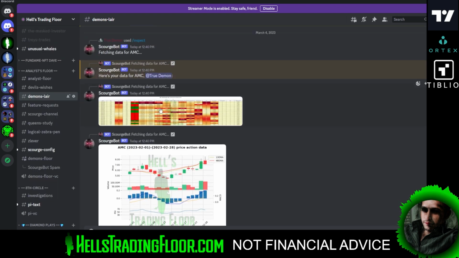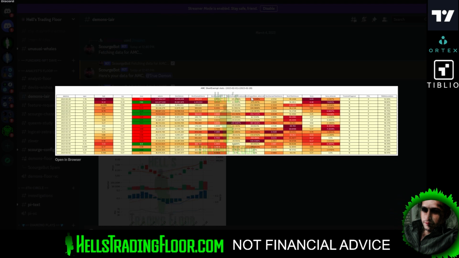The first thing that you'll see with ScourgeBot is the short exempt stats chart. This is a table, basically an Excel spreadsheet, that shows you in descending order the days and the various stats for pricing: high, low, open and close; the volume, which is all trading volume combined; and the short volume, which according to FINRA is the total volume that was used in short trades, which can include both shorts who are selling to open or buying to close, covering their short positions.